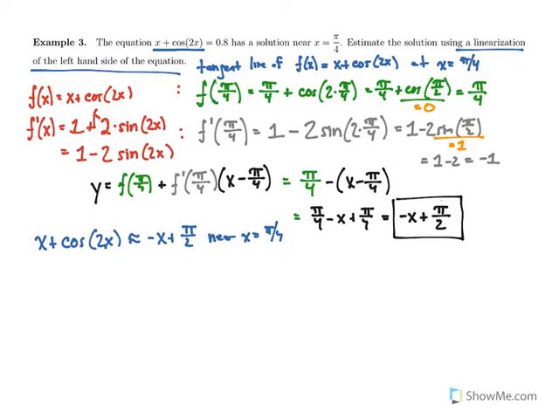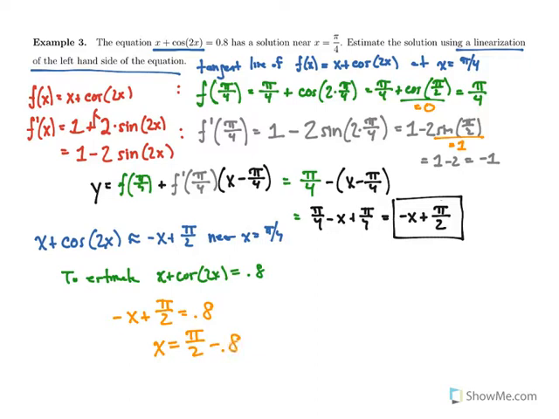So if I want to find when does x plus cosine of 2x equal 0.8, so to estimate the solution for this, I can do instead negative x plus pi over 2 equals 0.8, or x equals pi over 2 minus 0.8. And there is our approximation to the actual solution to that equation.